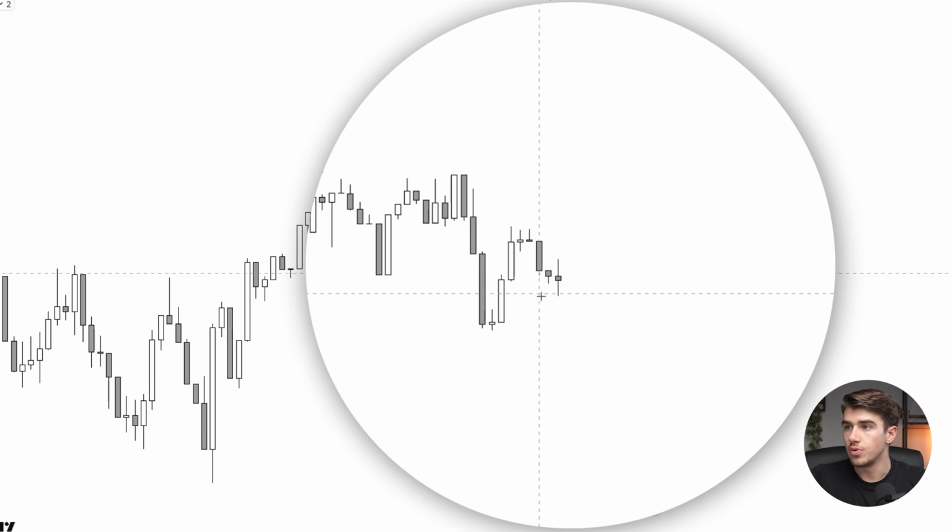look for. The first thing I'm going to do is mark out the daily candle open, which in this case is this candle right here.